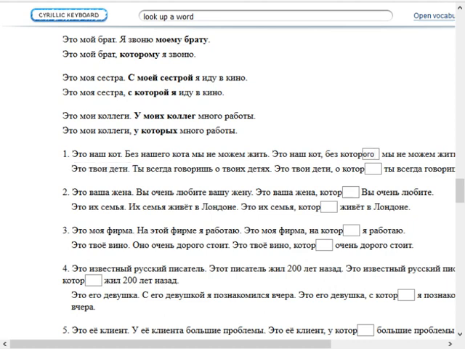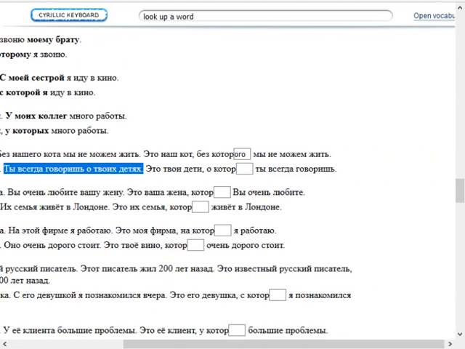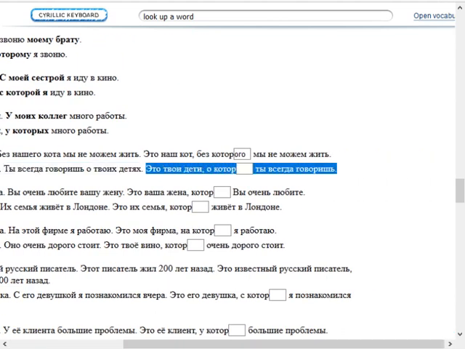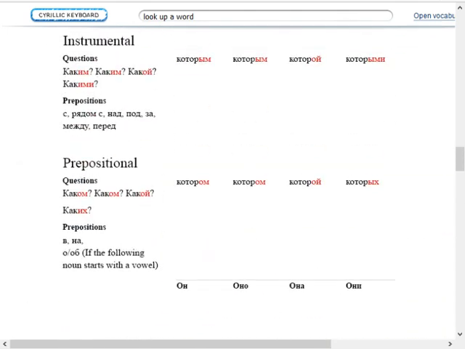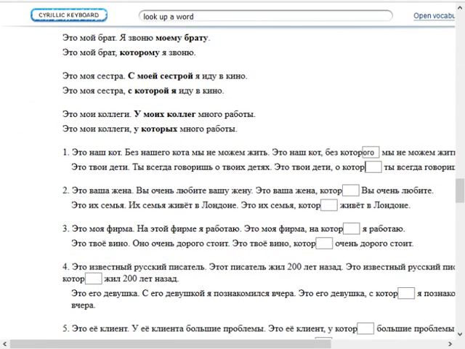Okay. Это твои дети. This is your children. Ты всегда говоришь о твоих детях. You always talk about your children. And then the sentence obviously becomes, these are your children, about whom or about which you always speak. So, дети is plural and о is prepositional. So, prepositional for plural is которых. So this should be которых. Is that correct? I believe that is correct.